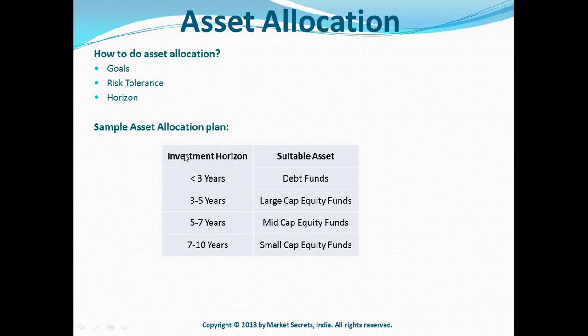So, if your investment horizon is less than 3 years, always go for debt or arbitrage funds. In case your investment horizon is above 3 years, you can go for any of the equity funds. I have given the sub classification here. If you do the asset allocation properly, then everything else will happen in your favor automatically.